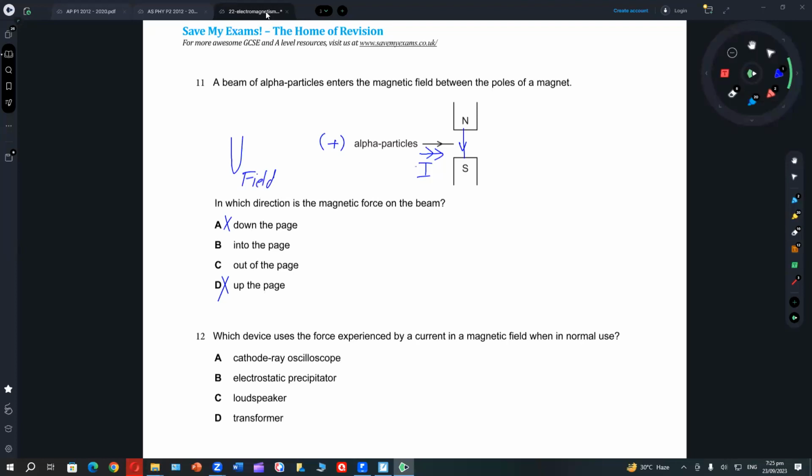First finger is downward. Second finger is the current. Then the thumb is going inward, which is showing the force. So if you put your left hand, it will be pointing inward. It's B.